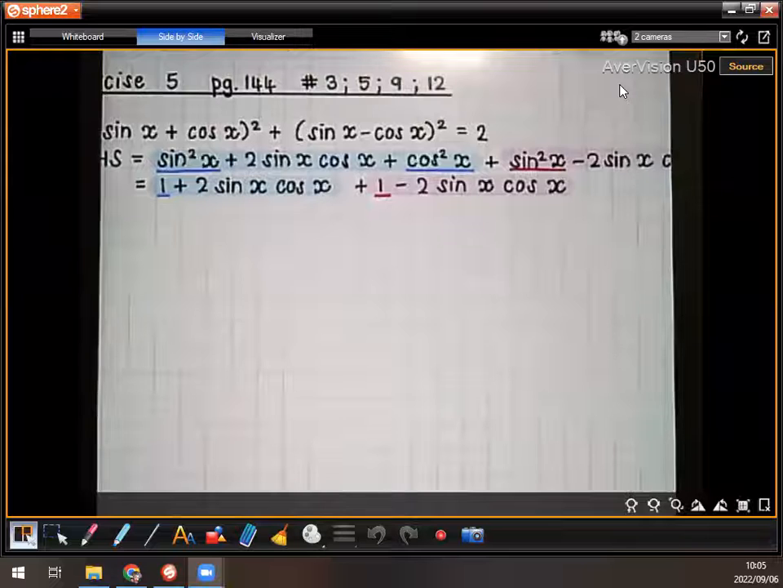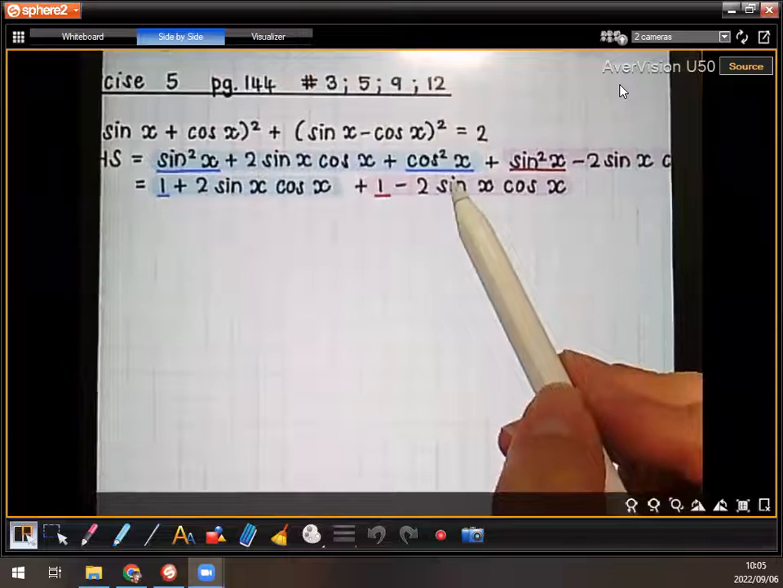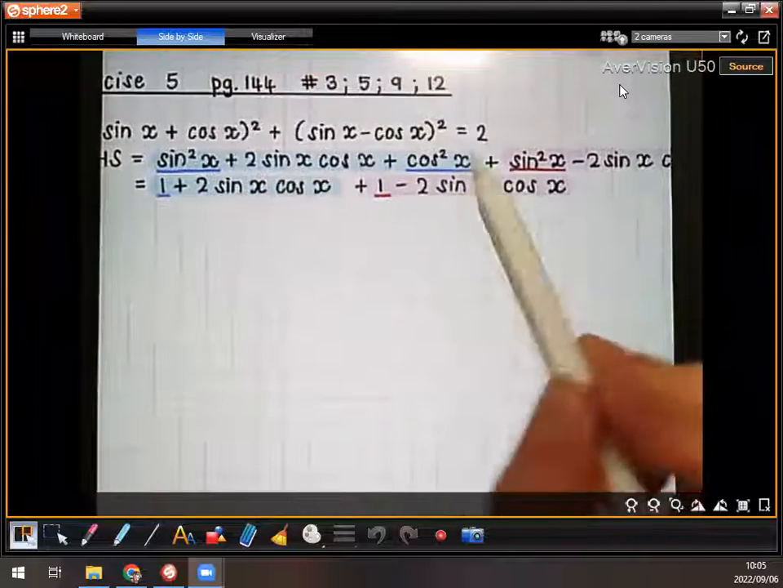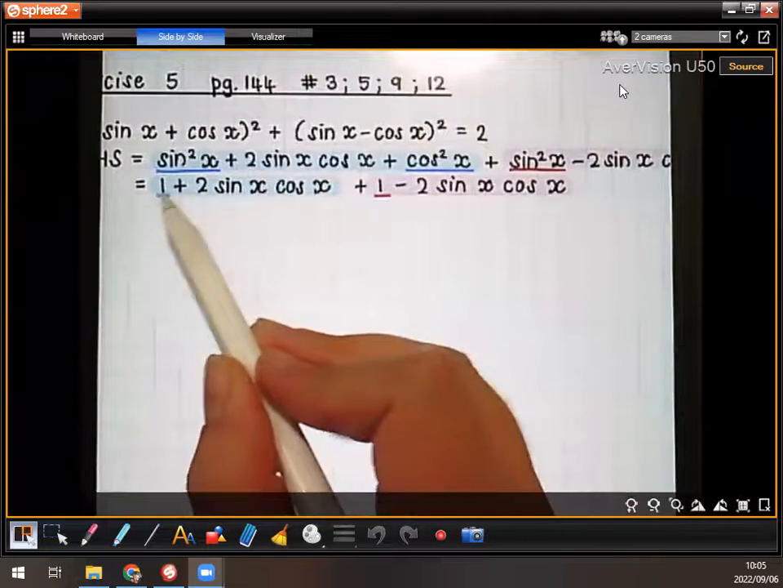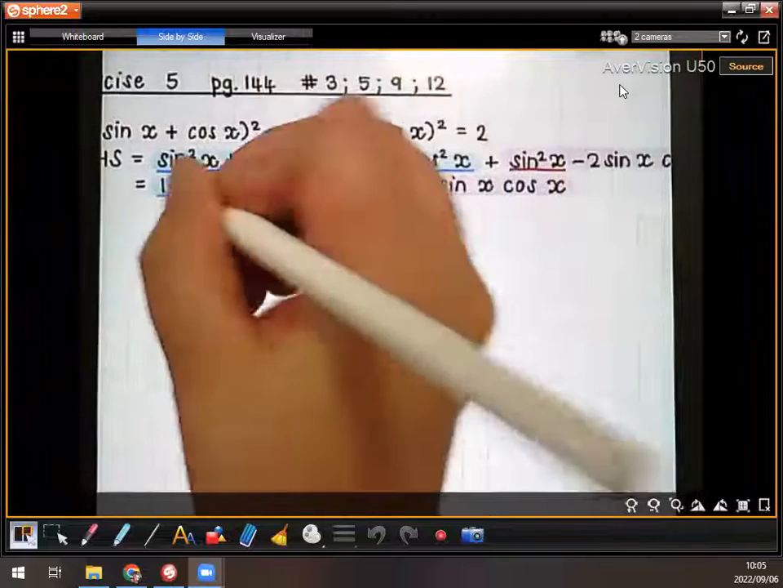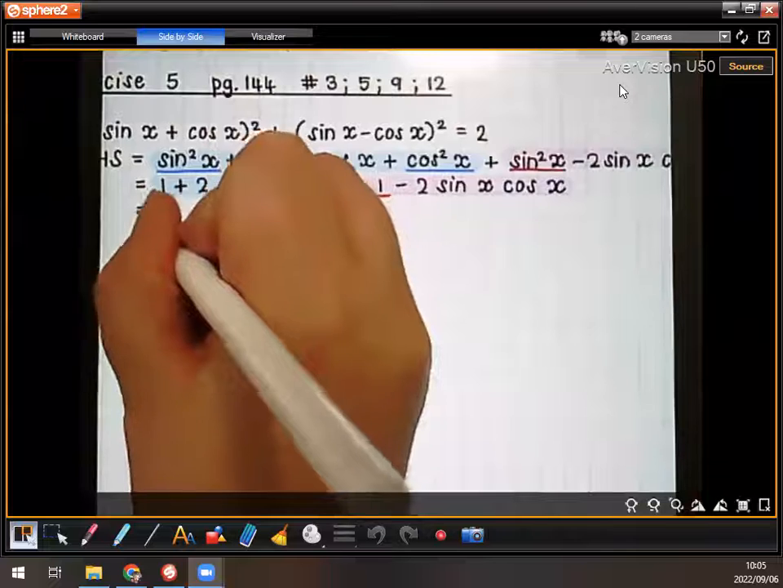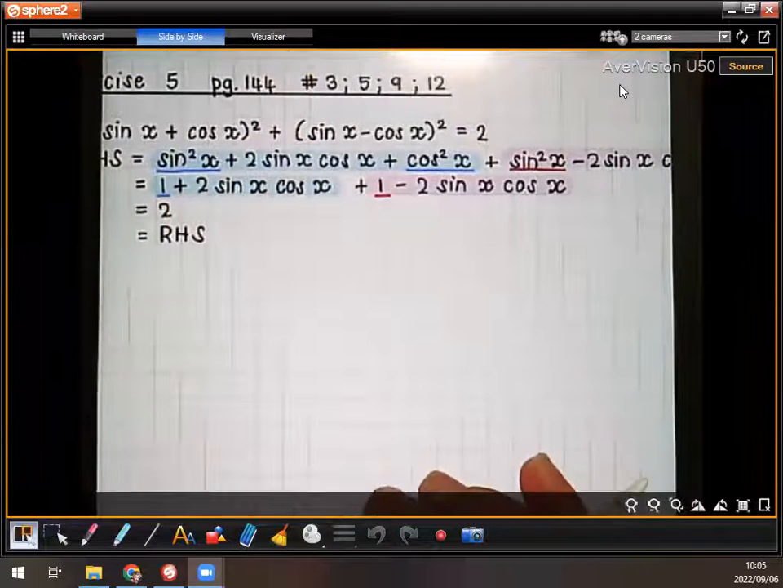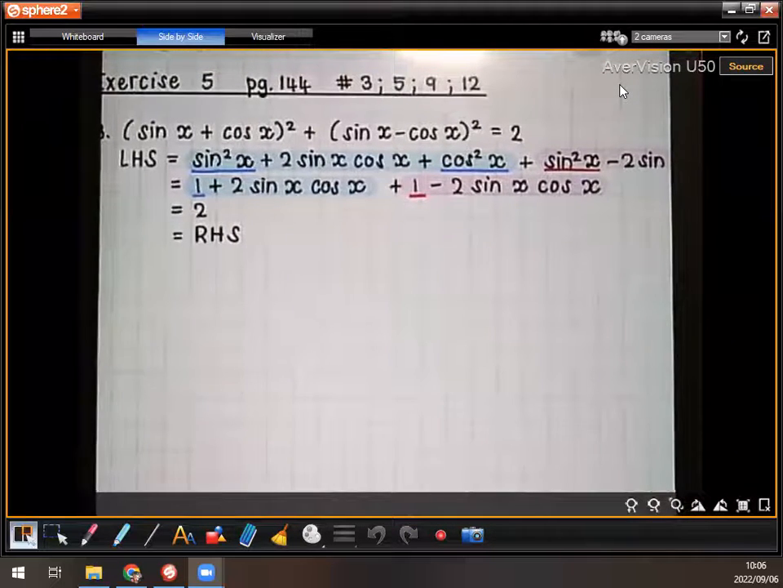Okay. Guys, what happens if you have a 2 sin x cos x minus 2 sin x cos x? What's that? That's 0. Hey, it's like a 2x minus 2x. That is 0. So these 2 terms actually, when you simplify it, 2 sin x cos x minus 2 sin x cos x is 0. And what am I left with? 1 plus 1 is 2. And that is what we did actually have on the right-hand side.